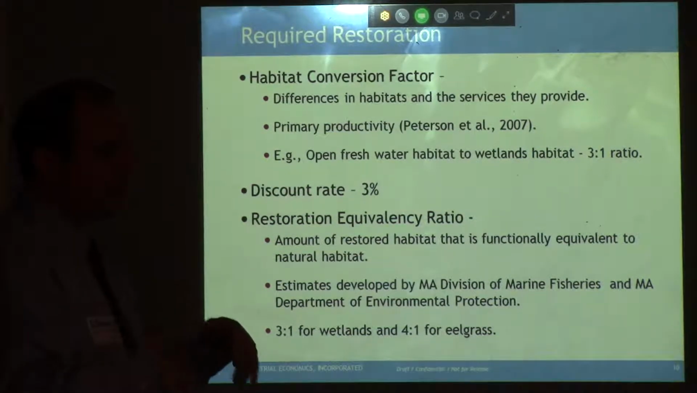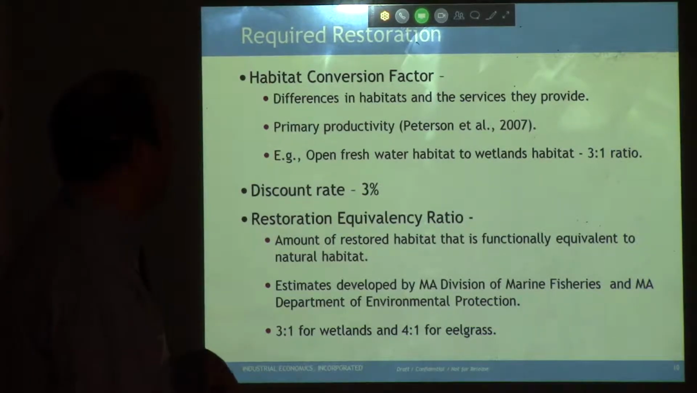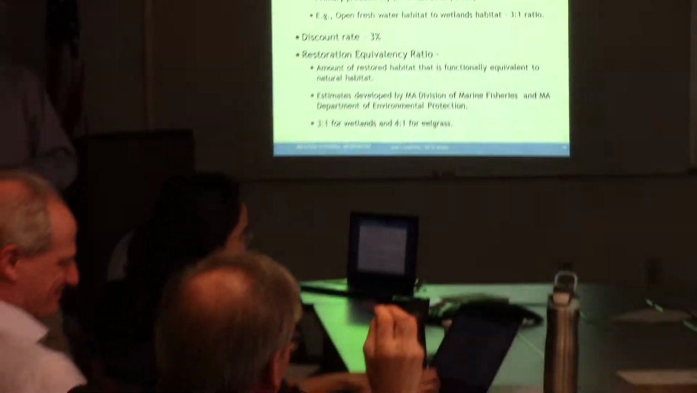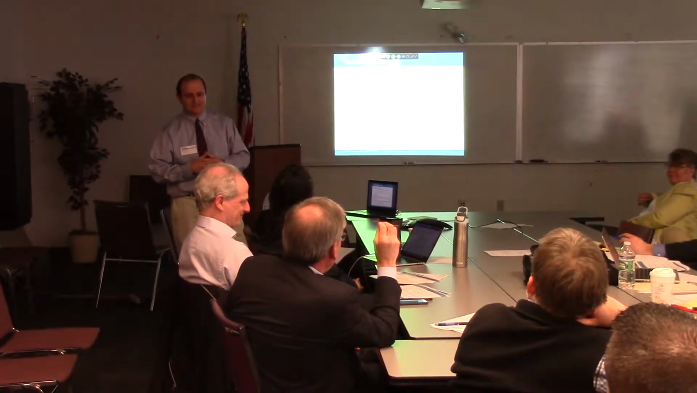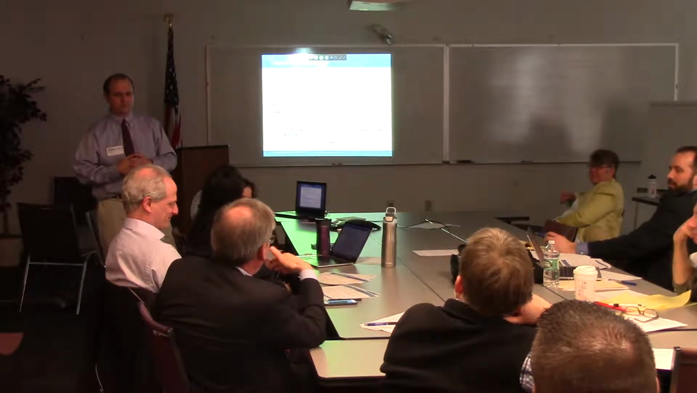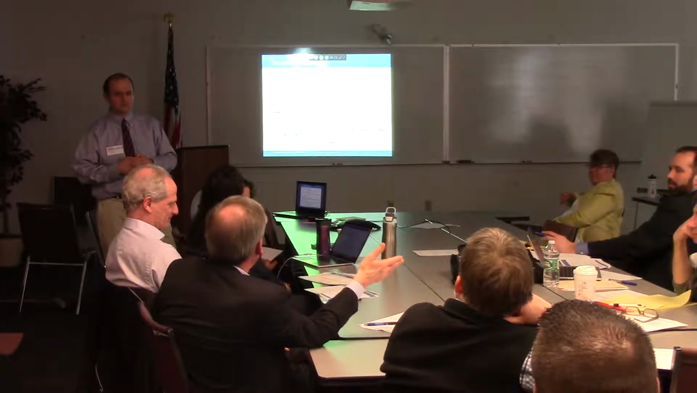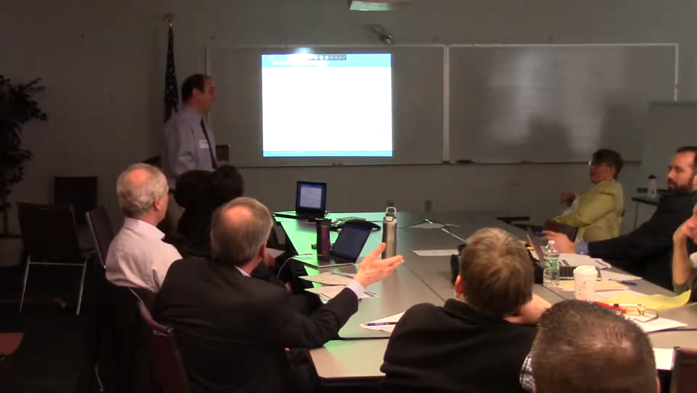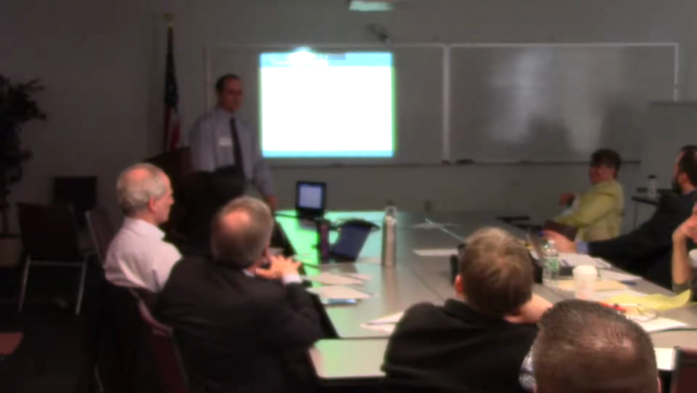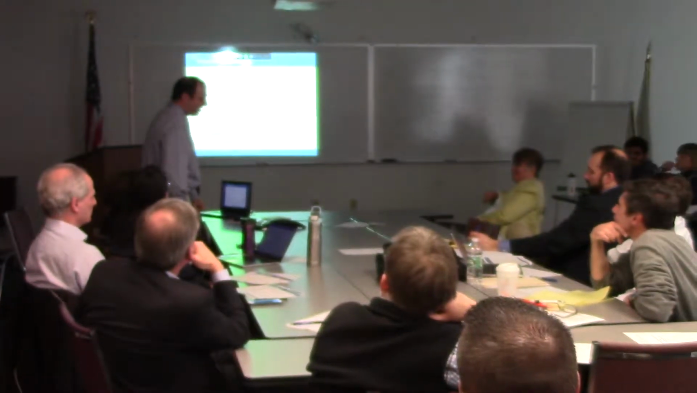All right, and so then restoration equivalency ratio is next. Well, can I ask something that's rattling around in my head? Does the entity that's paying the damages ultimately bear the risk of the delay of the restoration project? No, the trustee does. Okay. In this case, that makes more sense to me. Yeah, good question, though.